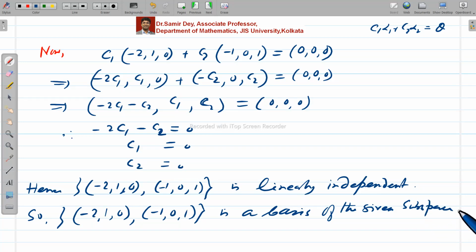Okay, now the dimension is how much? How many vectors do you have? 2. The dimension is 2. That's all. Clear? So this is all about the process to find the basis and dimension of a vector space. There may be two situations, maybe a single equation, maybe a double equation. Okay, thank you everyone.